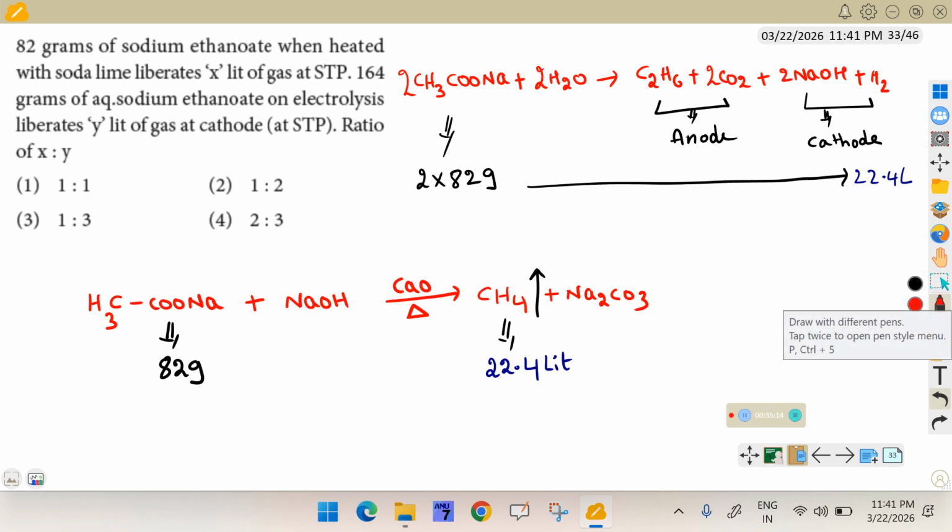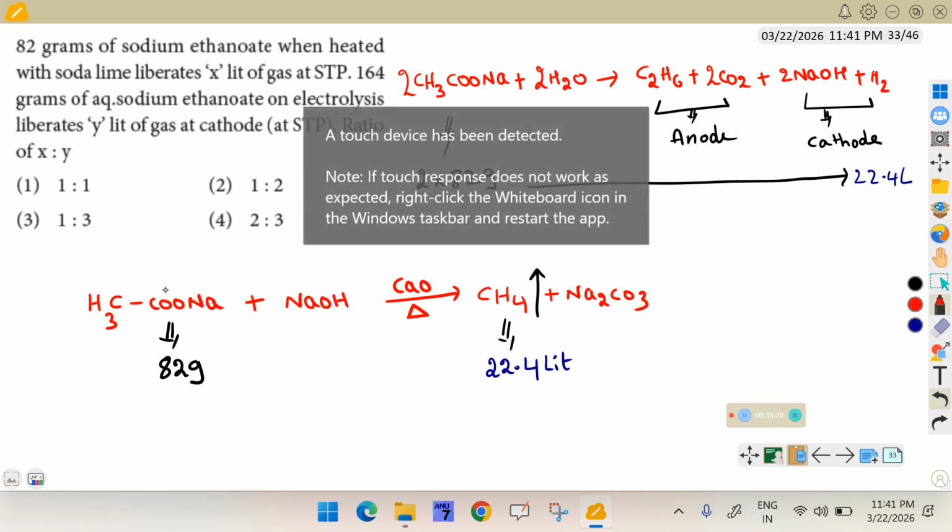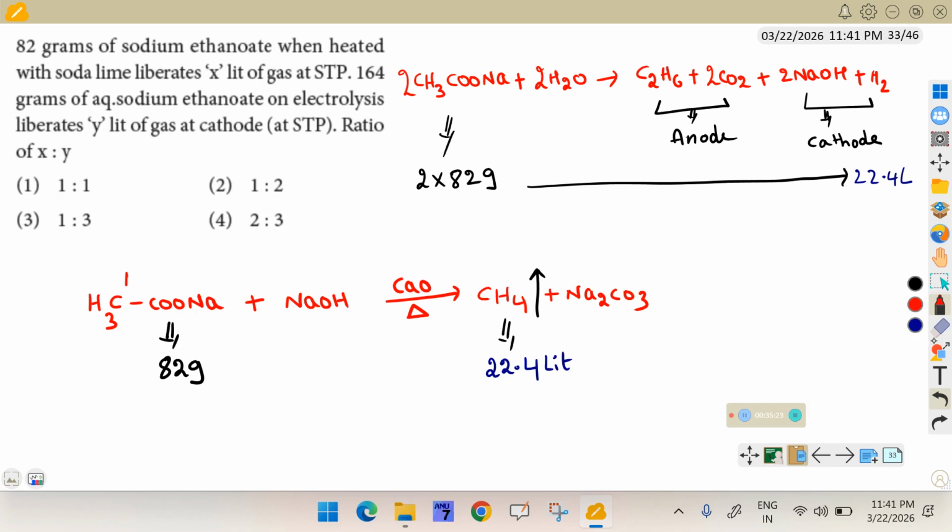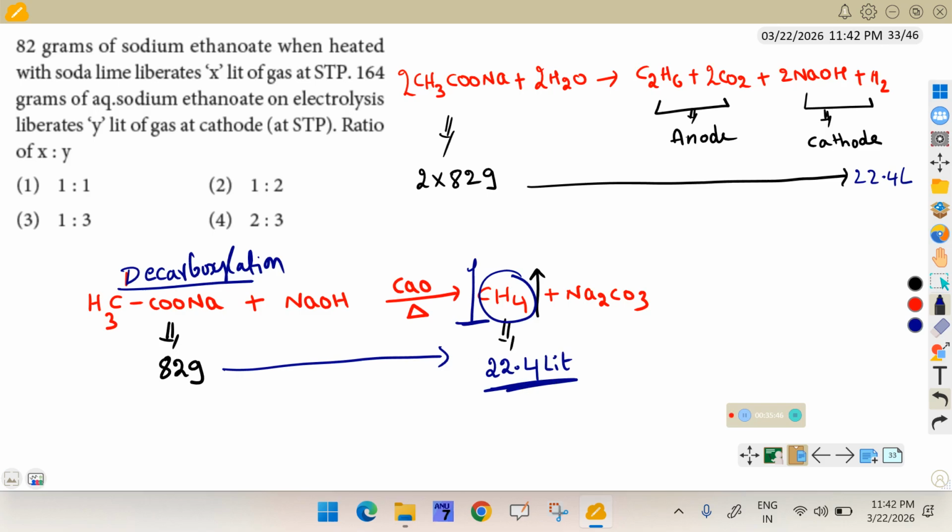82 grams of sodium ethanate when heated with soda lime liberates X liters of gas. It is according to the given data, a reaction with soda lime. This is a decarboxylation process. So CH3COONa, molecular weight 82 grams, liberates methane gas. How many moles? 1 mole of methane gas. 1 mole of methane gas has a volume of 22.4 liters.